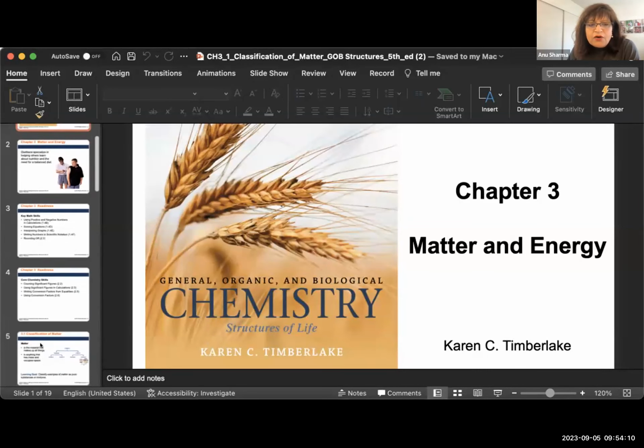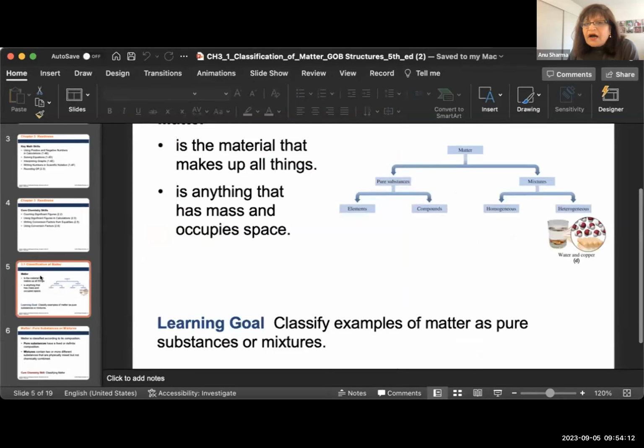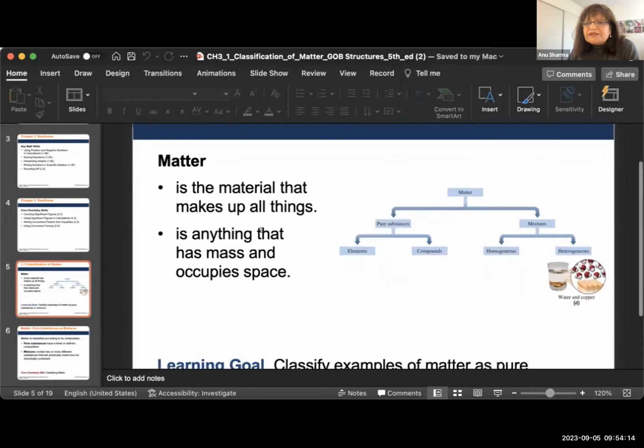So first of all, what is a matter? A matter is anything that has mass. It's a material that makes up things. A matter is anything that has mass and it occupies space. Mass means you can take the weight. Occupying space means it has a volume. So all these are different types of matter: pure substances, mixtures, elements, compounds, homogeneous substances, heterogeneous substances.